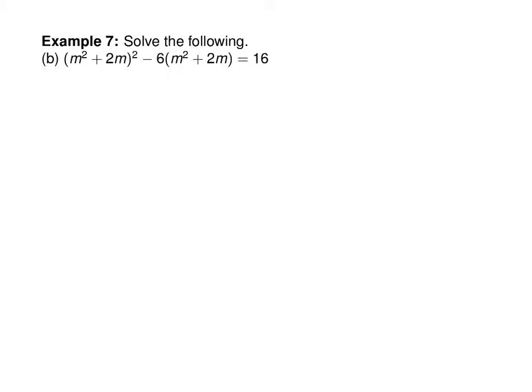Okay, so this one looks really, really nasty and complicated, doesn't it? But do you think it would be easier to make a substitution or to expand everything out? Make a substitution, right? And what do you think you're going to substitute for? M squared plus 2m. Yep. So that becomes u squared minus 6u equals 16, or u squared minus 6u minus 16 equals 0.